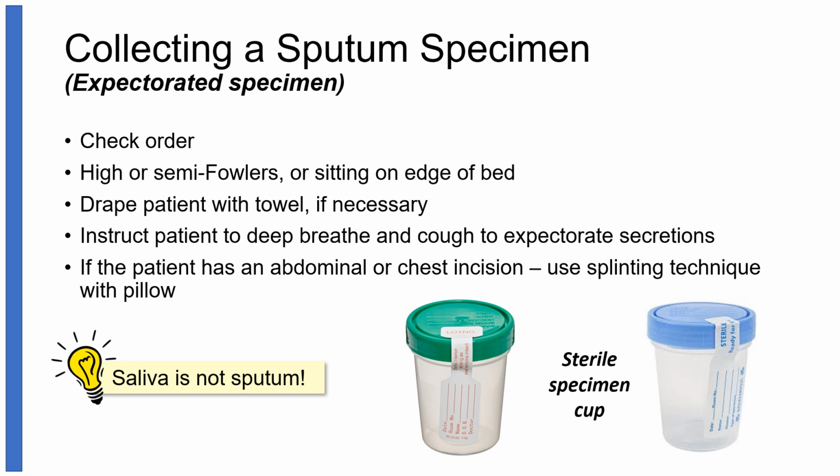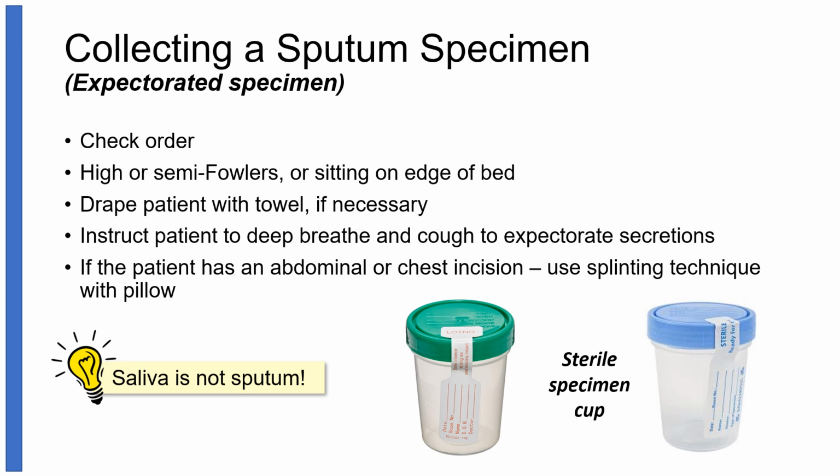And here's the important part. You want the patient to take a deep breath and then cough to expectorate secretions. Really important: saliva is not sputum. Sputum comes from the airways. So we really want to get that thick phlegm to come up and out.